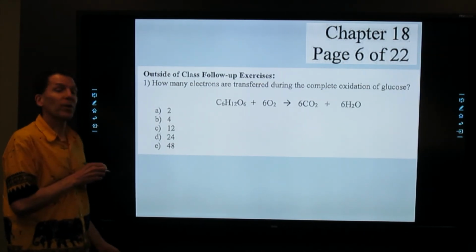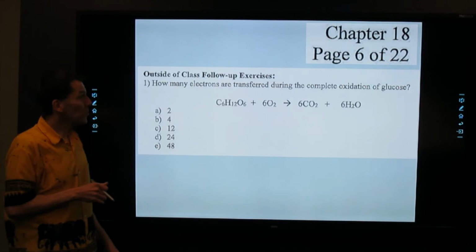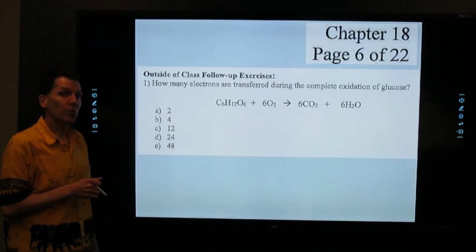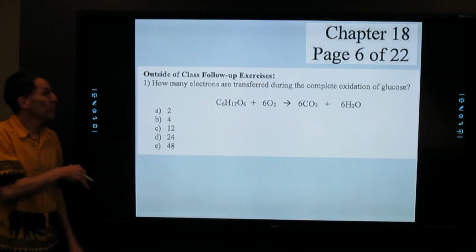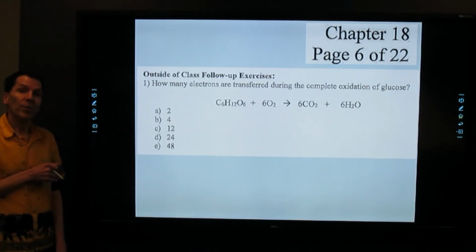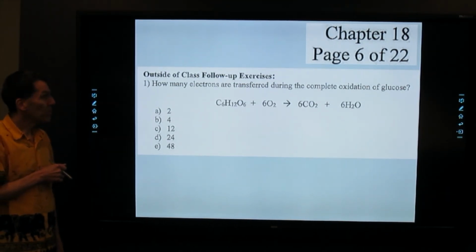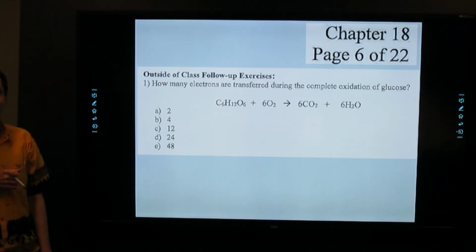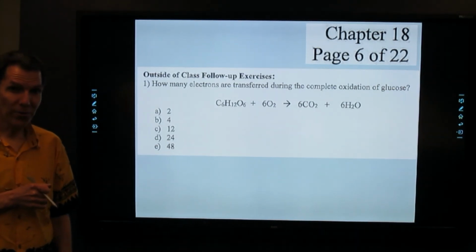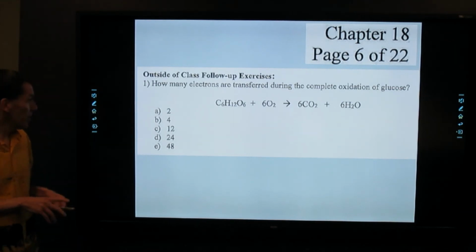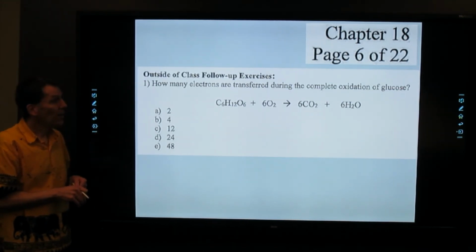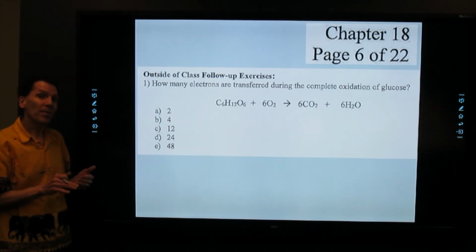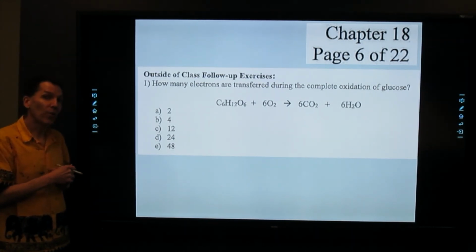And so here's a more complicated example. This is metabolizing glucose in your body. It's a multiple choice question: how many electrons are transferred during the complete oxidation of glucose? You are welcome to pause the video and try this yourself and see if you get one of these answers, one of them is correct. Otherwise, you can follow with me, but I would recommend trying it yourself first.